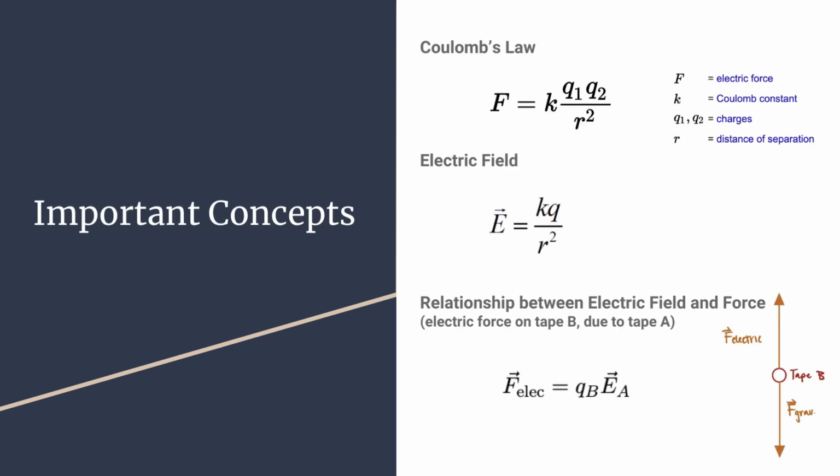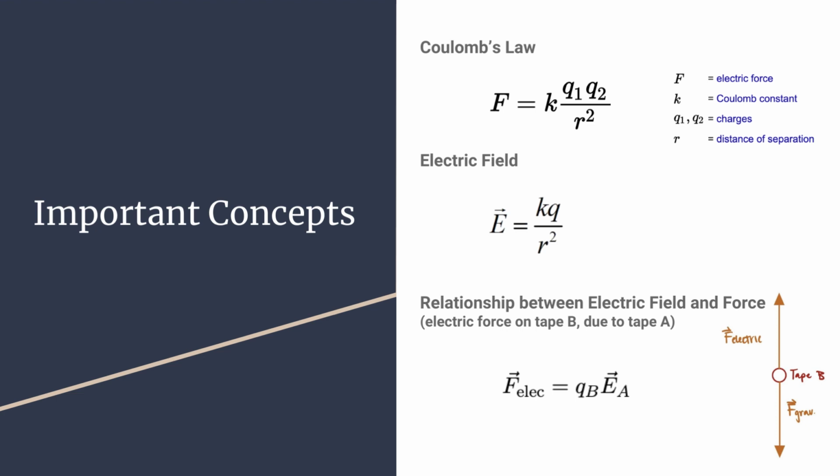Before jumping into this lab, it'll be beneficial to review some important relevant concepts, one of which is Coulomb's law. Coulomb's law essentially illustrates the electric force between two charged particles that are a certain distance apart. It's calculated through the formula F equals the Coulomb's constant multiplied by the product of the two charges divided by the squared distance between the particles.